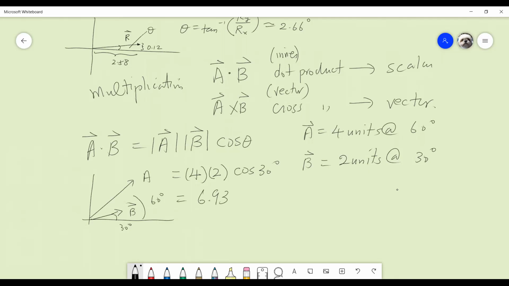Yes, what you're looking for is the angle between the two vectors. Okay, so you subtract them. That's what I did, right? Yeah. Now, that's one way, right?